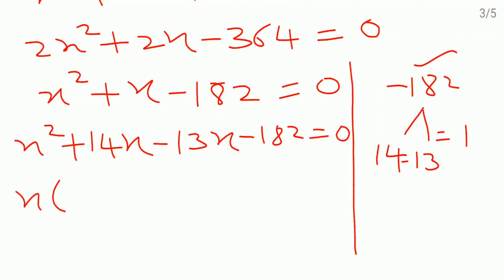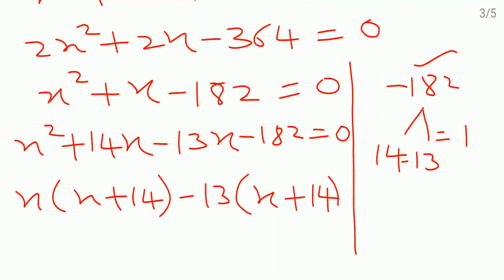So x I'll take common from the first two terms, x plus 14 here, minus 13 in the bracket x plus 14, which is equal to 0. Remember, as I take negative sign here, so this sign will get changed. It was negative, it became positive, correct? Here.